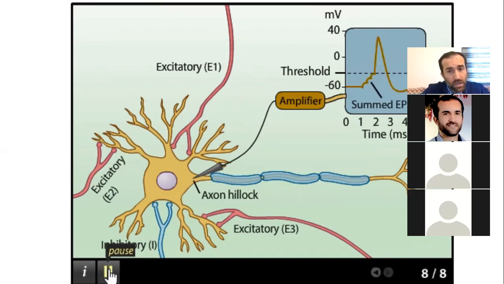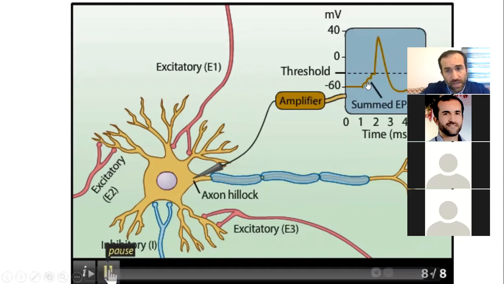Can we call this a spatial summation also? No, since what? From the same source. They are obtained from the same source, not from different sources. Exact? Yes, very good. And if they are from the same source and they make summation, they will give me an action potential if they reach the threshold. Okay?